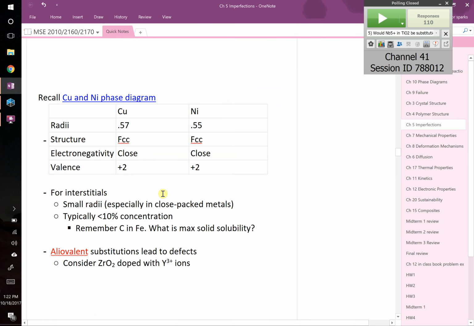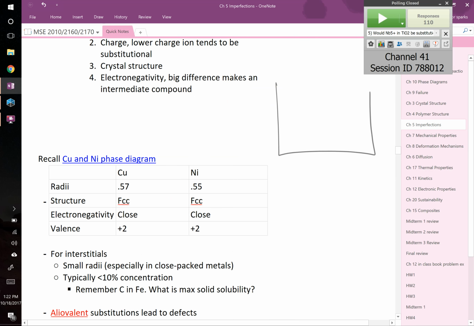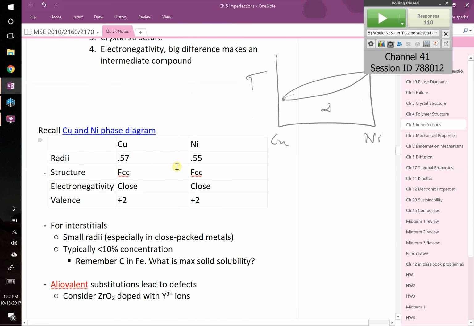So things like copper and nickel, we've seen the phase diagram. It looked just simple, right? Pure copper to pure nickel as a function of temperature. It just did this binary solid solution phase diagram where it was a single crystal structure phase all the way across. The reason for that is because these things are very similar.